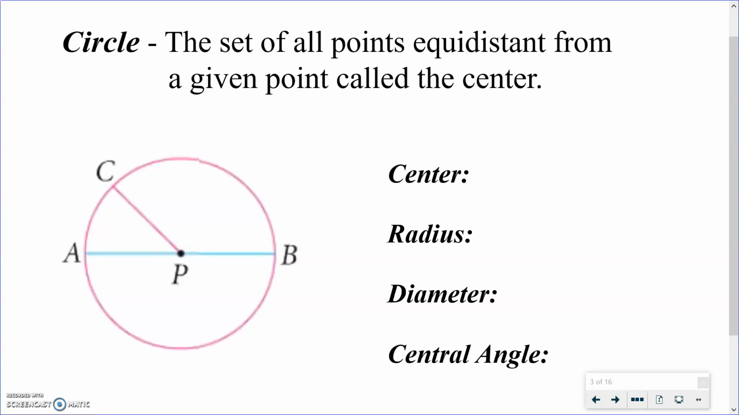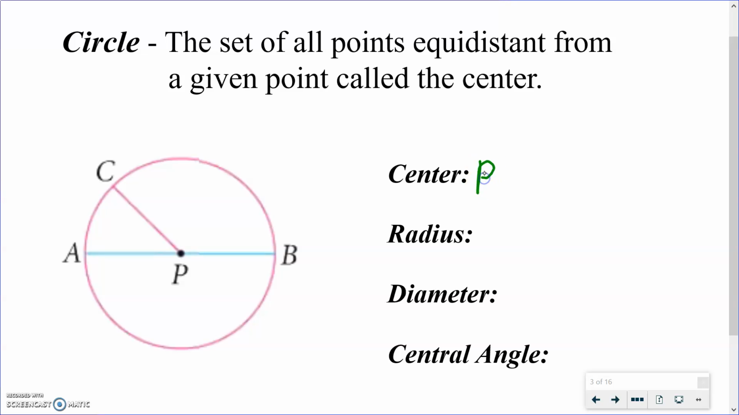We're going to start talking about circles for units 10 and 11, kind of combined for our last unit. So we're just going to talk about some circle vocab. This is a circle and all the points are equidistant from the center. So all the outside points are an equal distance from P, and the center here is P.